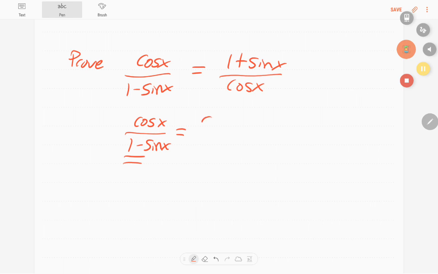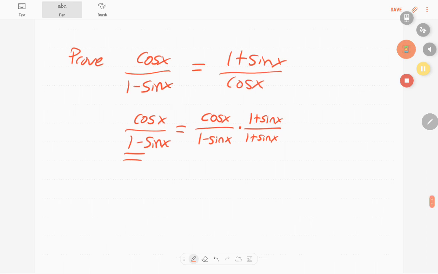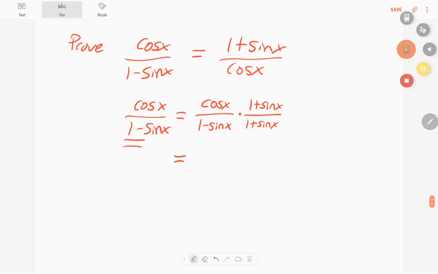And so what I think I'm going to try and do is take the 1 minus sine of x and multiply by its conjugate, which is 1 plus sine of x. The reason is, if I multiply by its conjugate, then the middle term will go away. And just thinking ahead, my next statement is going to be cosine of x times 1 plus sine of x all over 1 times 1 is 1 squared.